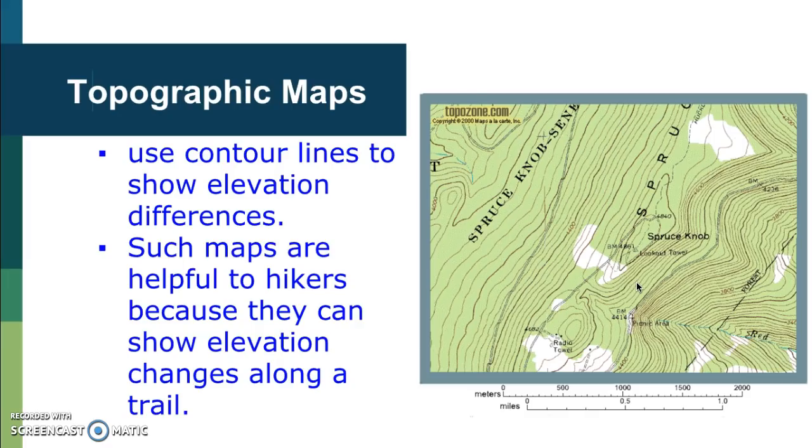The next type of map is called a topographic map, and this is the one that I think of as the fingerprint map because it looks like fingerprints to me. This is a neat type of map if you are going to go on a hike because it can show you the elevation changes along a trail so you understand how steep the incline is. So those wavy lines that remind me of a fingerprint are called contour lines, and they show elevation differences.